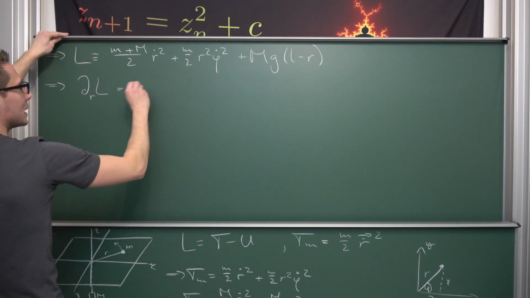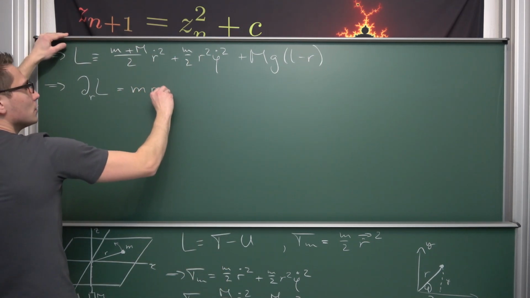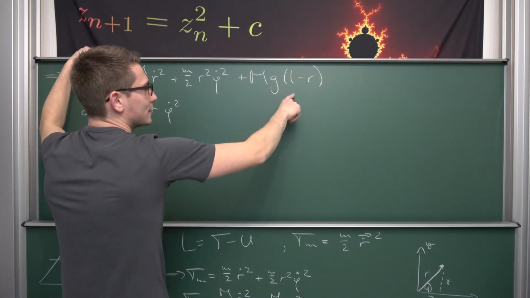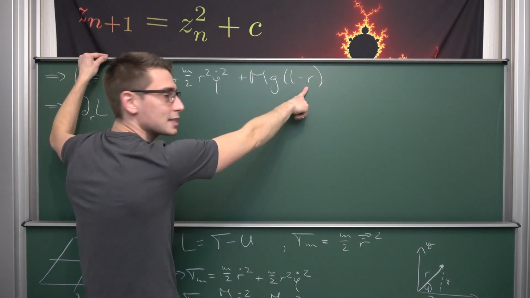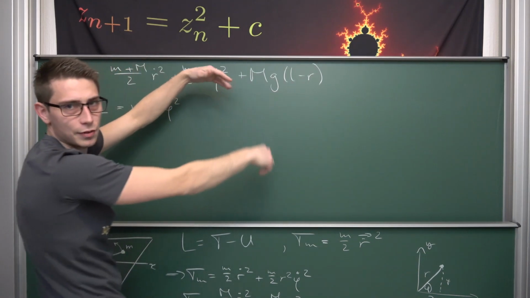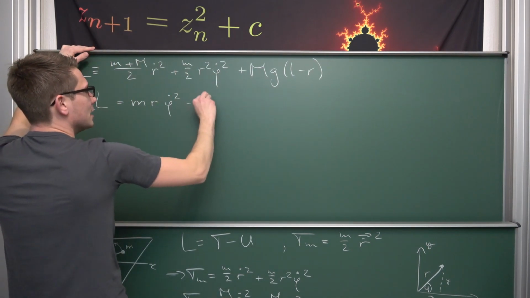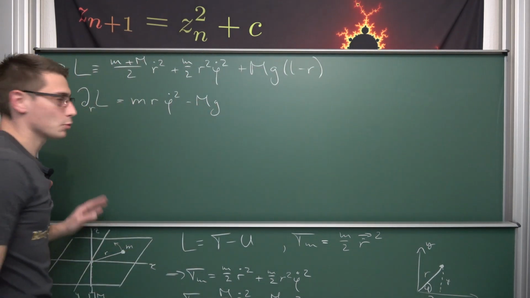Namely, here, we are going to take the 2 down, leaving us with m times r times phi dot squared. And then, okay, if we differentiate this with respect to r, we have to use the chain rule, basically, because of parentheses, or you can just factor everything out, making that part with the L vanish. We're going to get a negative sign and M times g. So this right here was the first part.